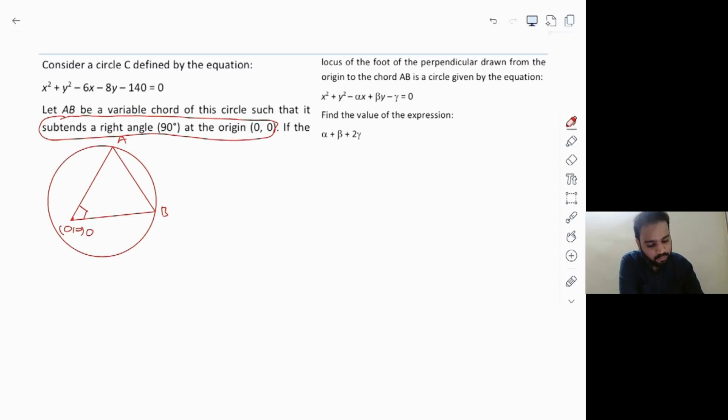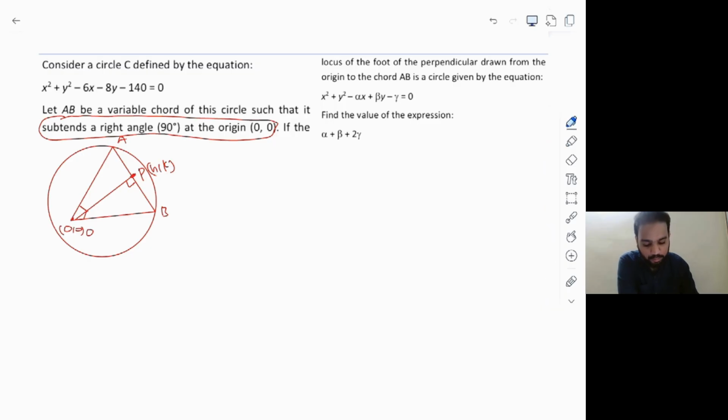If the locus of the foot of the perpendicular drawn from the origin to the chord AB is given by the equation, so which means you need to find the locus of the foot from the origin to the chord AB here. Let me take it something like this. Since I'm trying to find the locus of this foot, let me take this point P as (h, k). Now the main idea is to construct the equation of AB here.